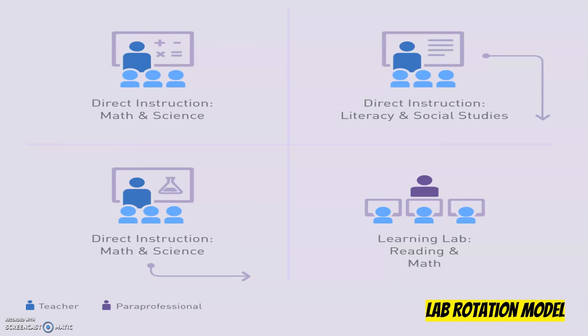The lab rotation model is like a station rotation, which allows students to rotate through stations on a fixed schedule. However, in this case, online learning occurs in a dedicated computer lab. This model allows for flexible scheduling arrangements with teachers and other paraprofessionals and enables schools to make use of existing computer labs.